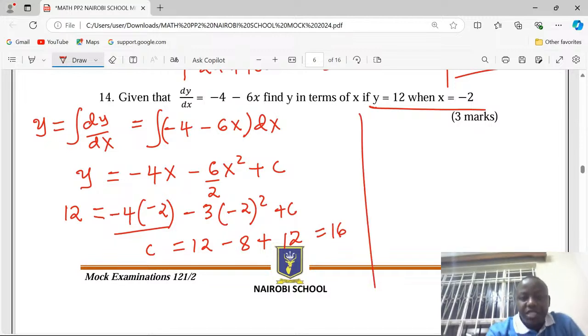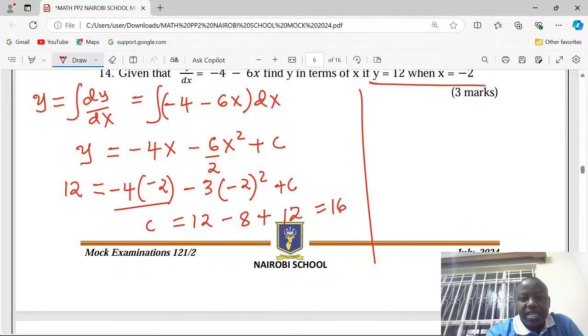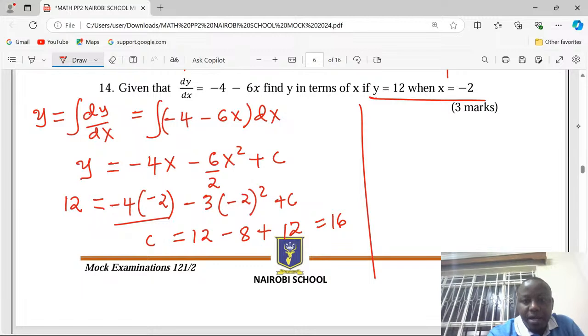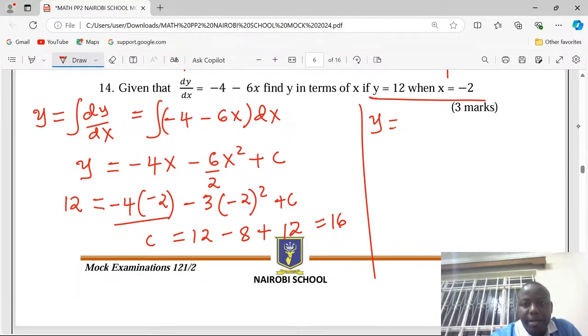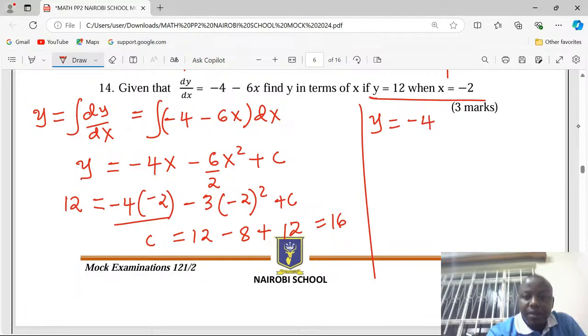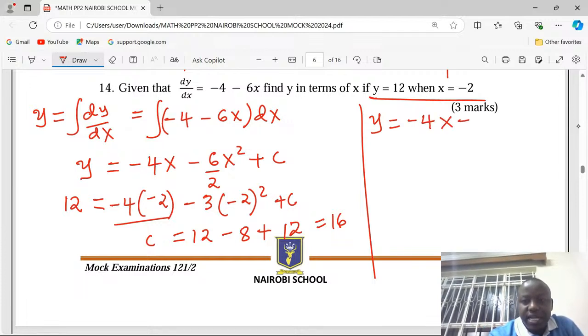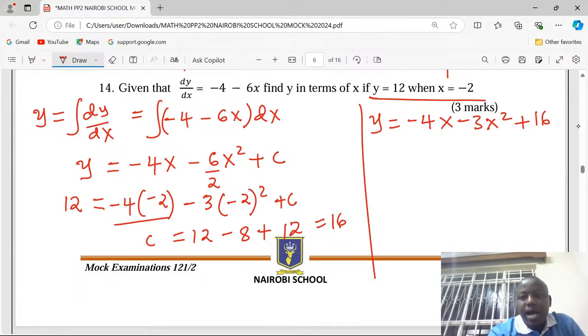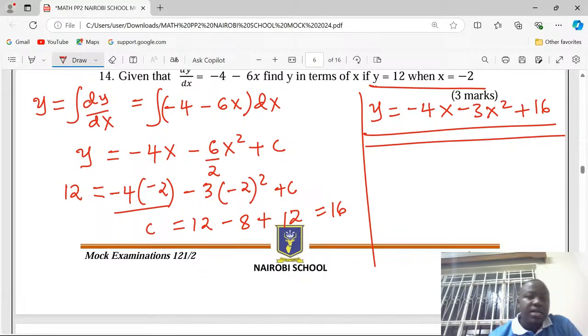So with the value of c now, we can write the general function of y. And we'll say that y is equal to negative 4x, then minus 6 over 2, which we have said is negative 3, x squared, and the constant has been obtained as 16. So that is how we work out such a question.